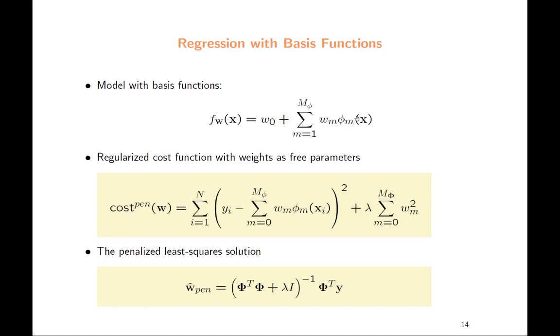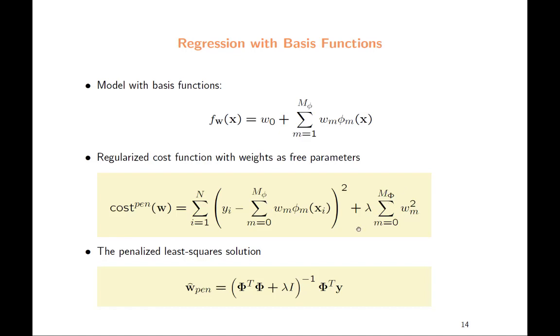We can also write down the regularized cost function, which is now a sum over the target value minus the output of the basis function system. So it's a linear system, only that this x is replaced by phi of x, summed over all data points, squared, plus lambda. And now we have the sum from 0 to the number of basis functions, Wm squared.